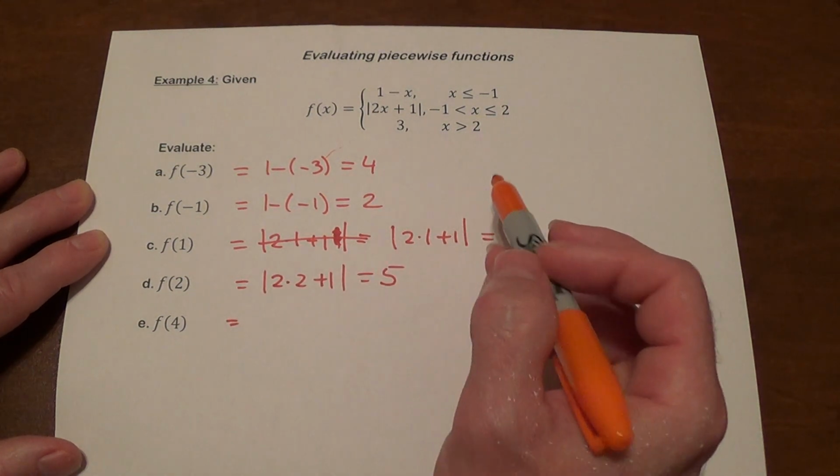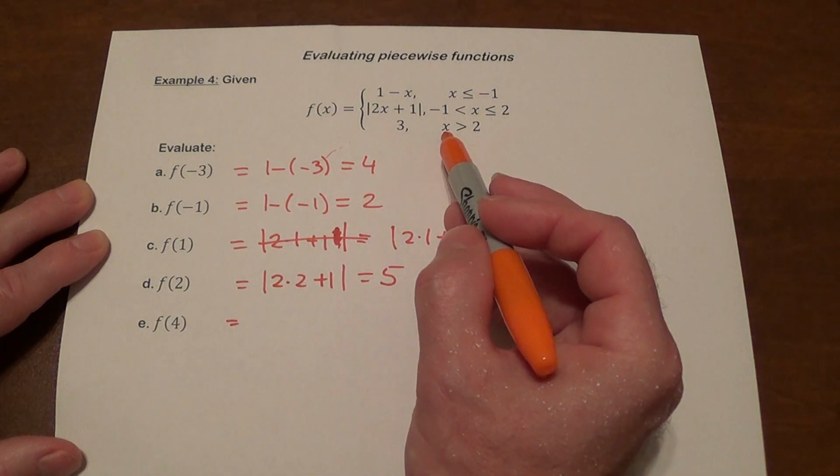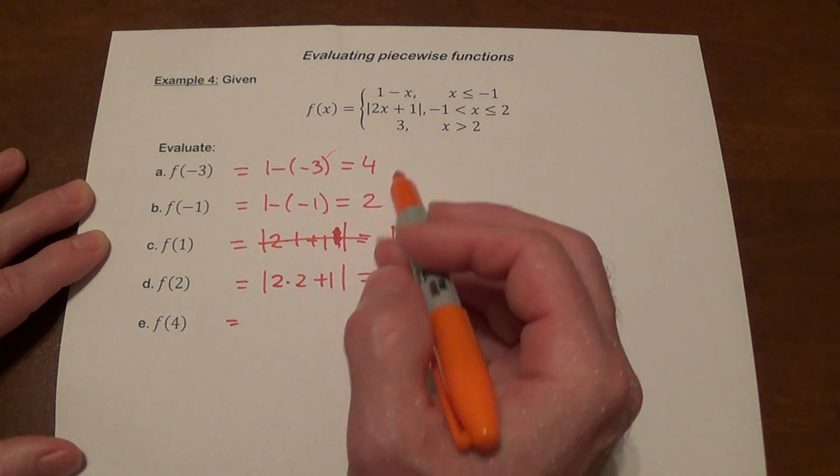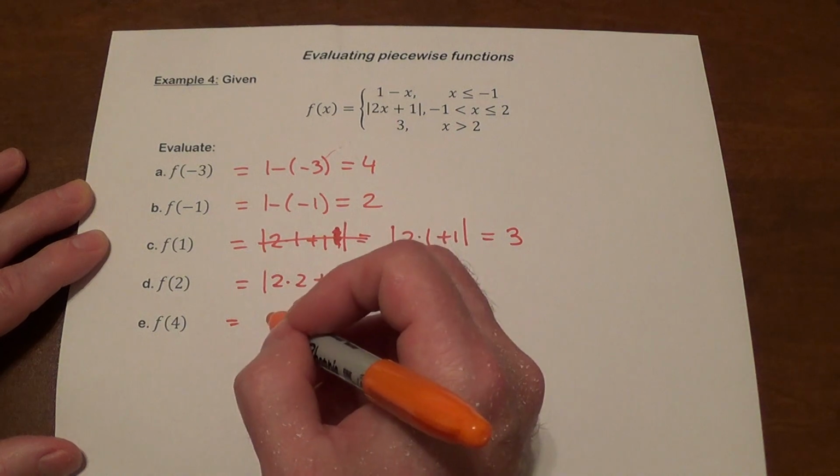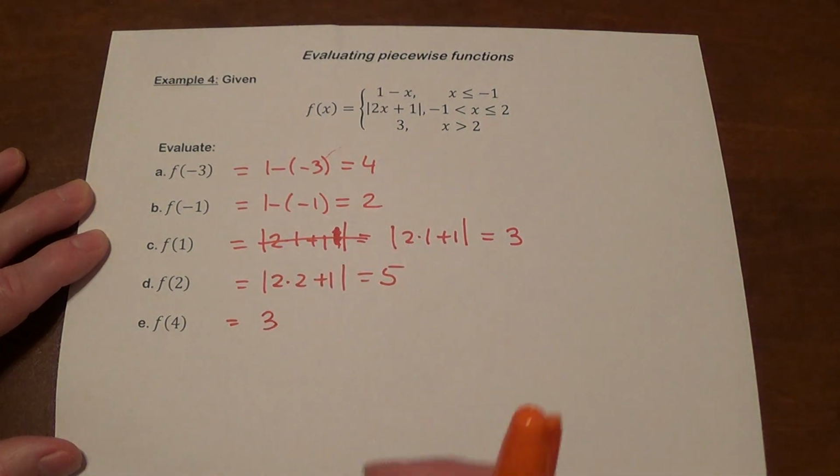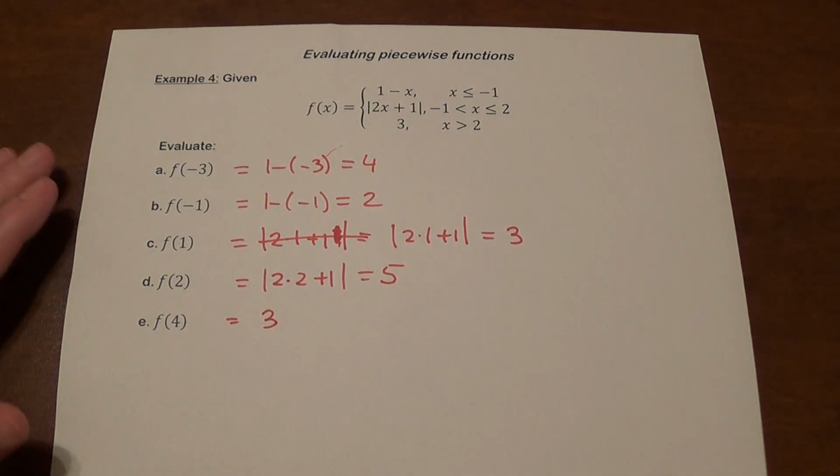And finally 4. Where is 4? 4 is greater than 2, so the last equation. In the last equation there is no value of x, it's going to be constant, so the value is automatically 3. Okay, and that's how it's done.